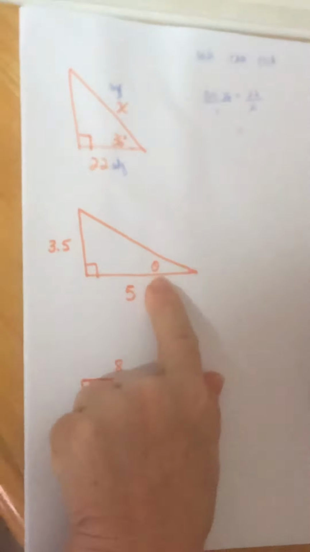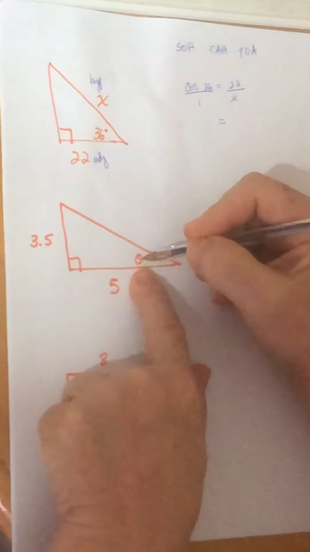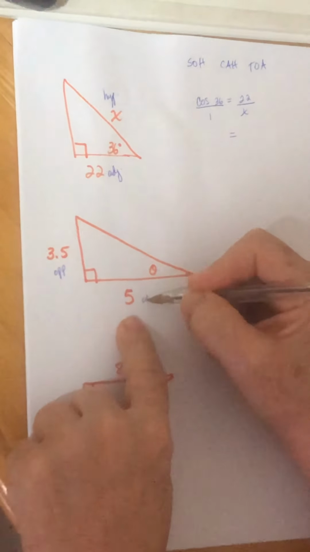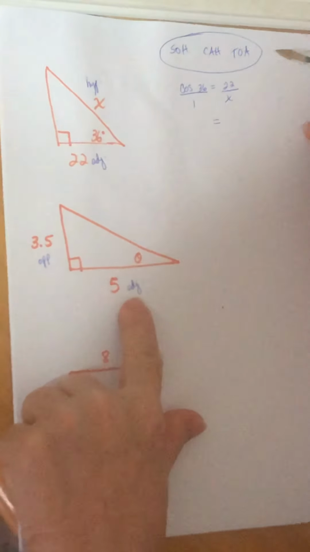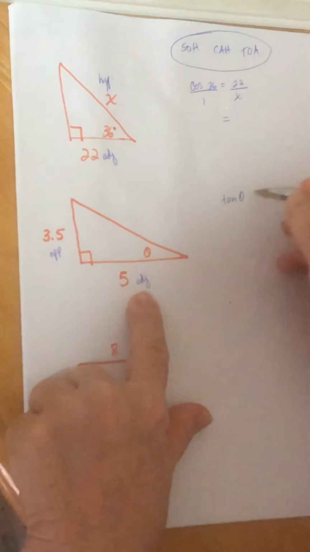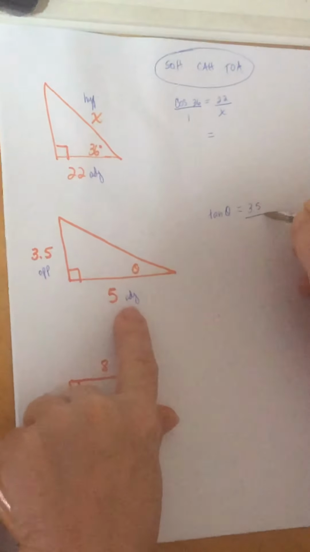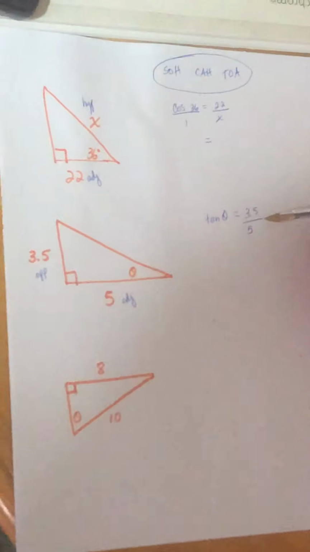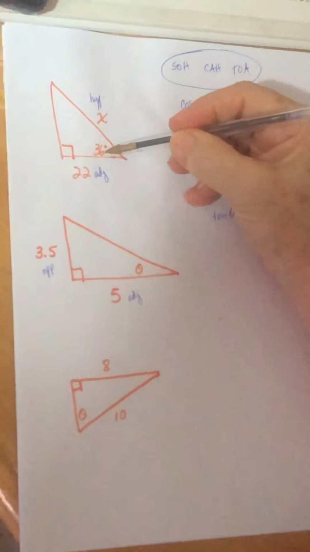Theta. Okay, that means find this angle. In relationship to angle theta, this is opposite and this is adjacent. So I go back to my little clue here. Opposite adjacent would be tangent. So I'm looking at the tangent of theta equals opposite over adjacent. Now this is new. We are finding the angle. Before they gave us the angle.